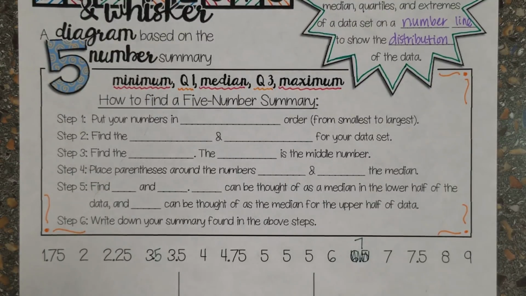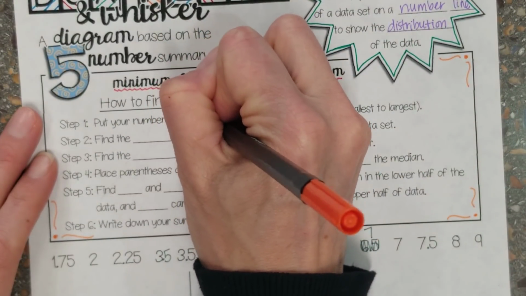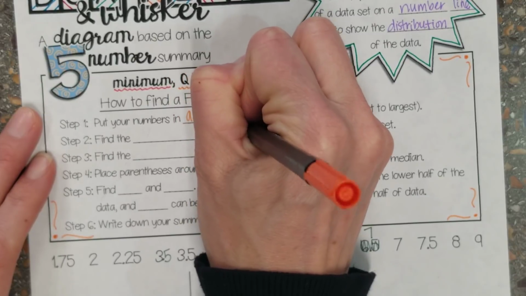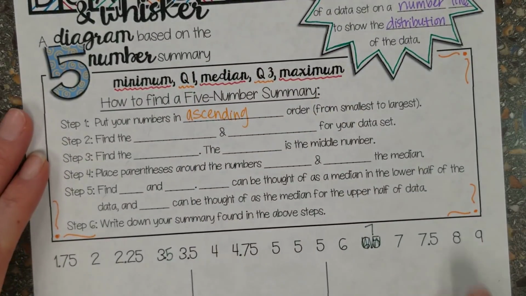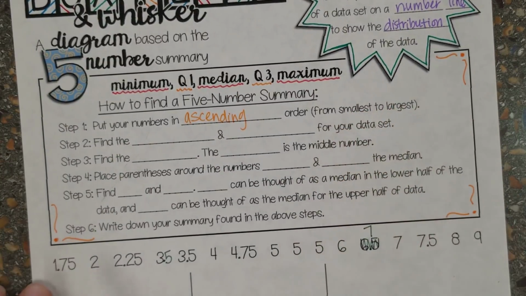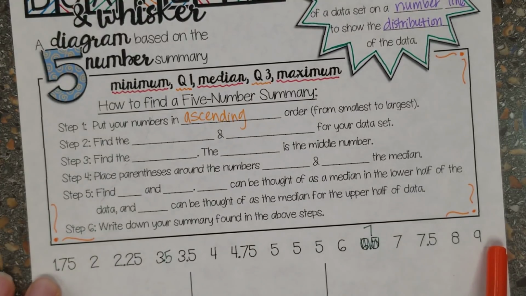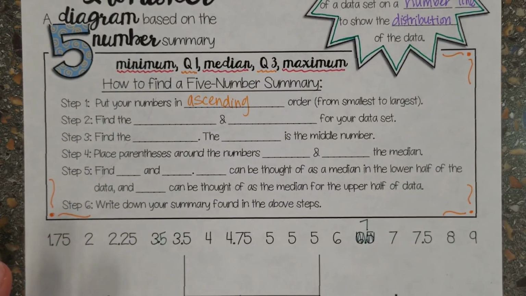All right, so number 1. Number 1 is something easy. We've done it before. You are just going to put your numbers in ascending order. Now, these ones are already done for you. I wanted to save time and space. So ascending order just means from smallest to largest. So you'll see we've got 1.75 here all the way up to 9. Okay, this is our smallest to our largest, already done for us.